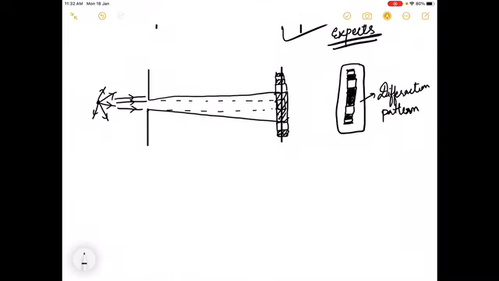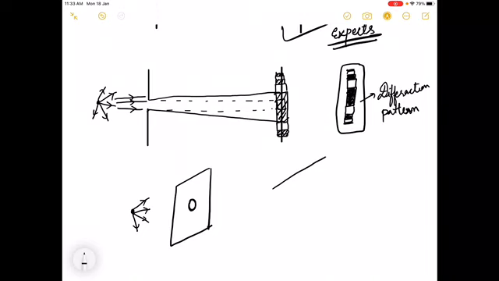Let's say we have a source. I'll show you what it is actually going to look like. Let's say we have a source here, and we have a cardboard here, and in this cardboard you have a very small opening. Although I have drawn it looking huge, it is a very small opening. And here is the screen.